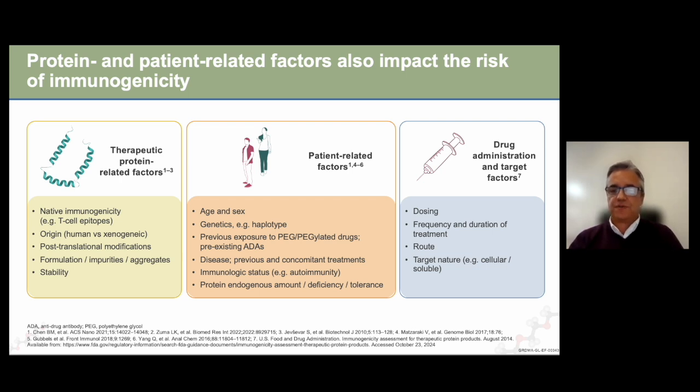immunogenic responses. But we also have another characteristic, which is the drug administration and target factors, like dosing, the frequency and duration of treatment. We know that probably subcutaneous administration is more immunogenic than IV administration, and also the nature of the target of the drug, whether it is at the cellular membrane or if it is soluble. So all these factors might implicate immunogenicity. So we cannot say that immunogenicity comes from one factor, but is a multifactorial way of developing anti-drug antibodies.